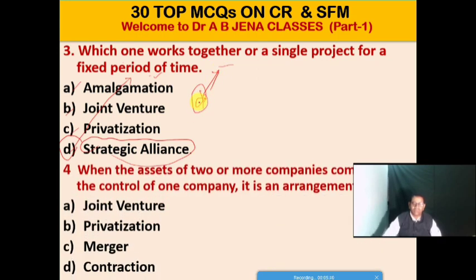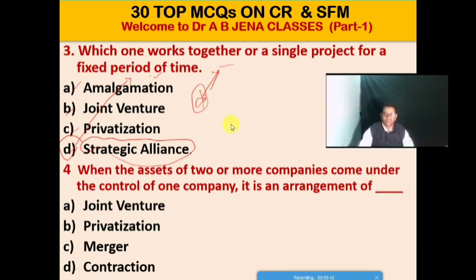Next MCQ: when the assets of two or more companies come under the control of one company, it is an arrangement of what? A, joint venture. B, privatization. C, merger. D, contraction. Friends, C is the right option. When the assets of two or more companies come under the control of one company, it is an arrangement of a merger.